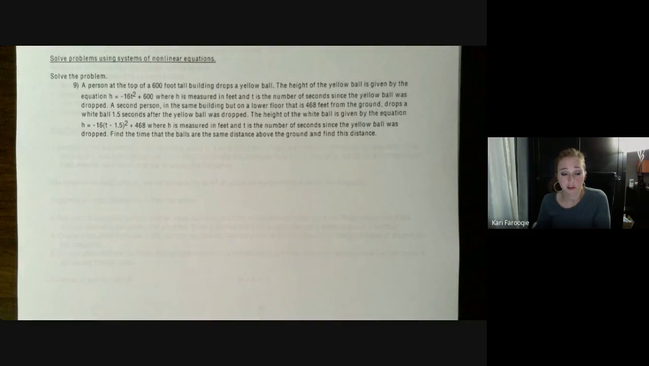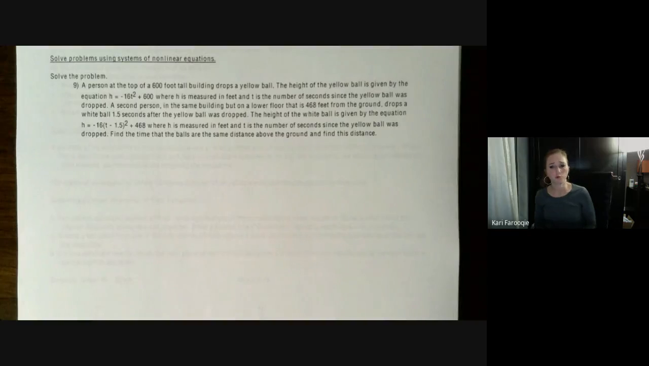A second person in the same building, but on a lower floor, that's 468 feet from the ground, drops a white ball 1.5 seconds after the yellow ball was dropped. The height of the white ball is given by the equation h equals negative 16 times the quantity t minus 1.5 squared plus 468, where h is measured in feet and t is the number of seconds since the yellow ball was dropped. Find the time that the balls are the same distance above the ground and find this distance.